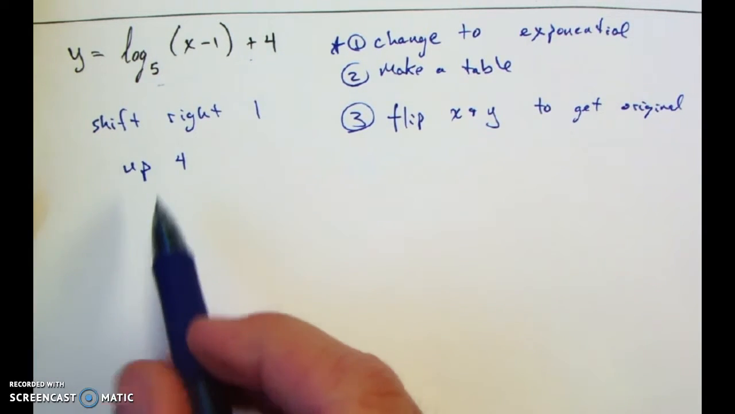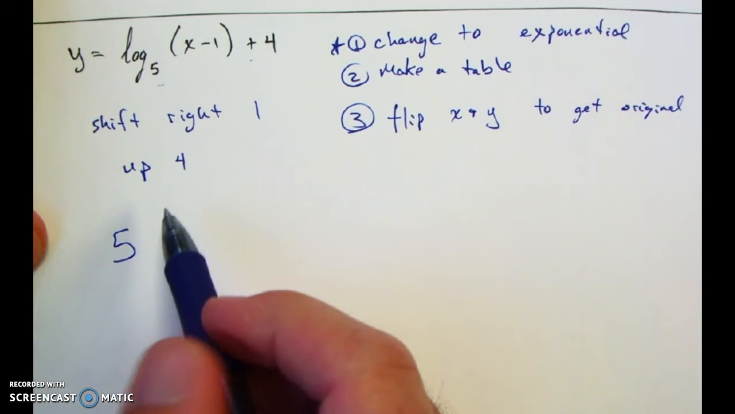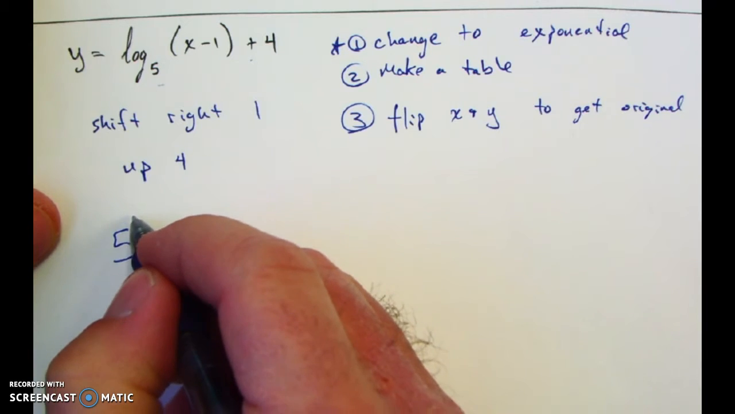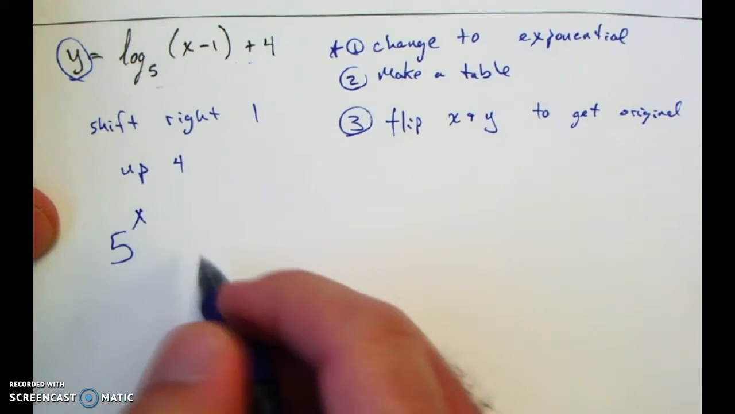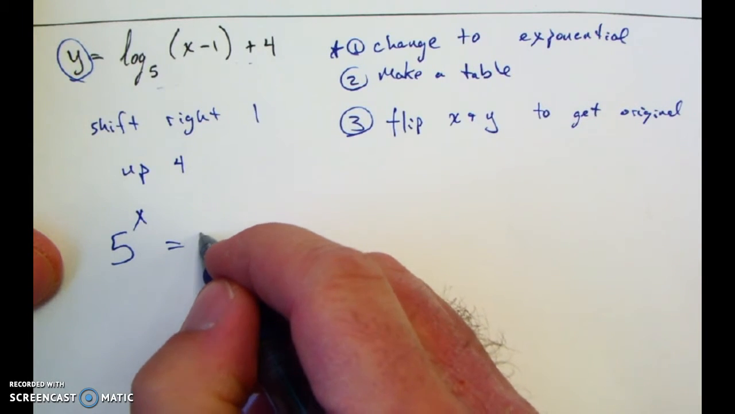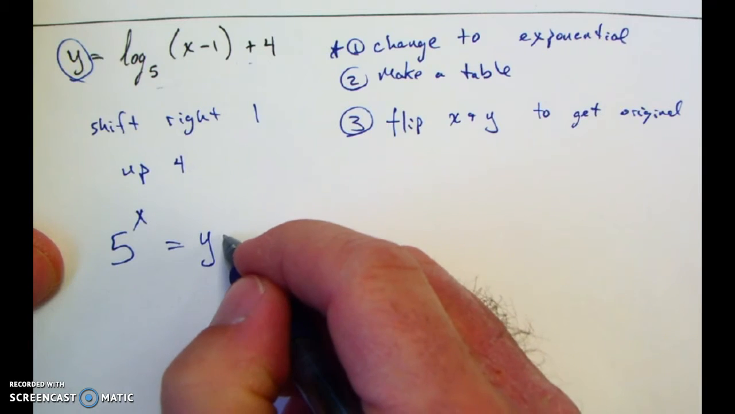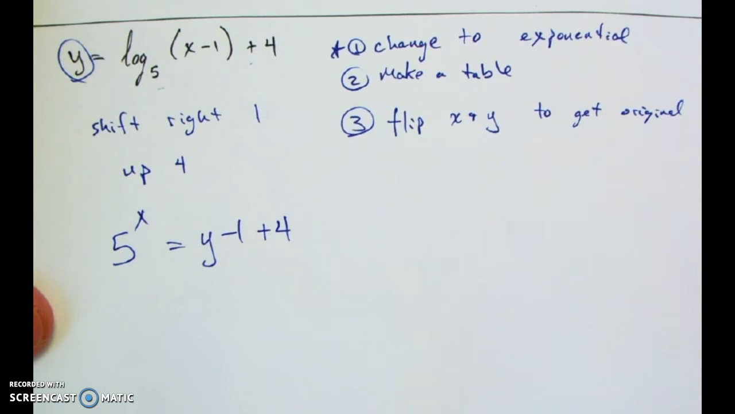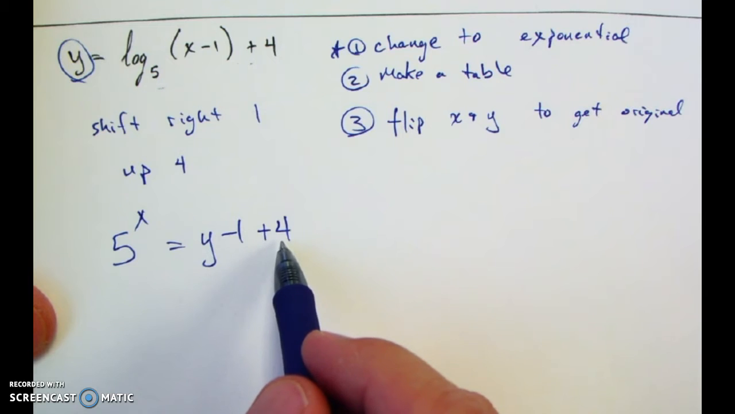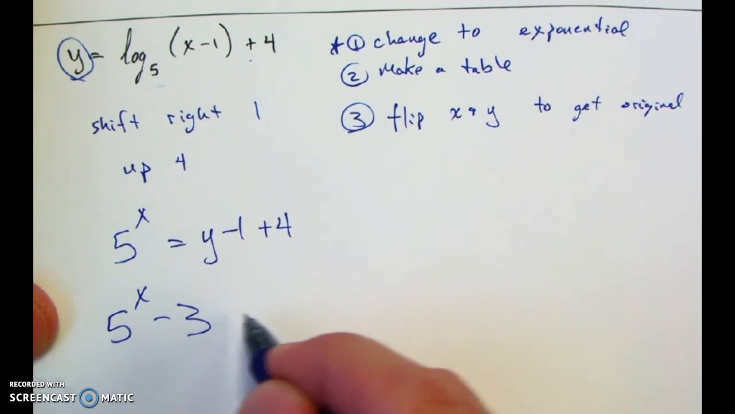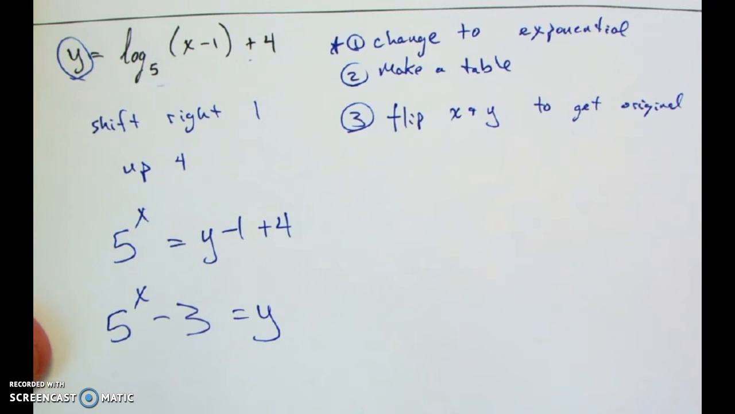So for example, we're going to rewrite this. We know we have 5, and it's going to be, we'll say 5 to the x, I'm switching this, 5 to the x is equal to y minus 1 plus 4. So that goes to plus 3, and I'm going to move that over to this other side. So we have 5 to the x minus 3 is equal to our y value. So this would be our inverse.